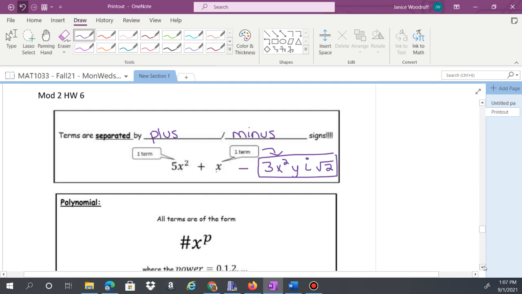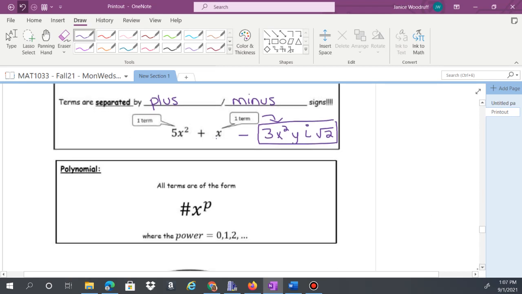When we're looking at terms, they're going to be in this form here. So you're going to have a number. Does anybody know what that number is called? Coefficient. Good. So this is a coefficient. This x is our variable, which can also be our base. Variable. And then p is our power or our exponent.